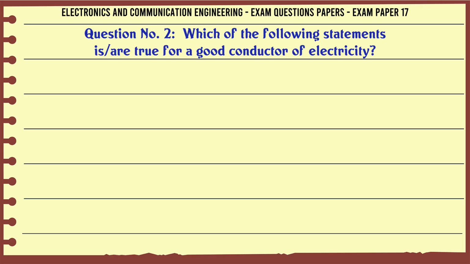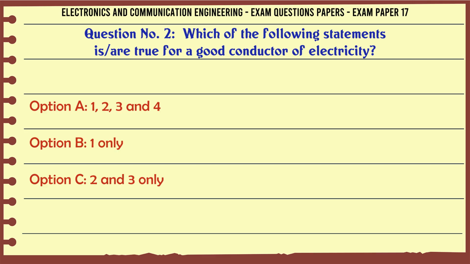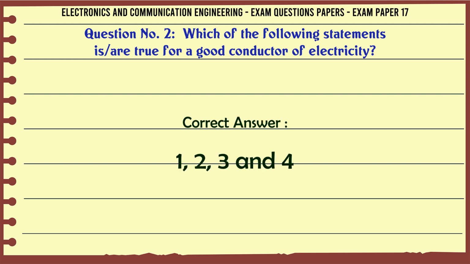Which of the following statements are true for a good conductor of electricity? A. 1, 2, 3, and 4. B. 1 only. C. 2 and 3 only. D. 3 and 4 only. The correct answer is 1, 2, 3, and 4.